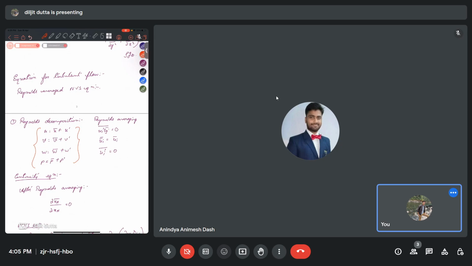So this is how our Reynolds decomposition is done, where u equal to u bar plus u dash, where u bar is the mean velocity in the x direction and u dash is the fluctuation velocity in the x direction. Similarly for v and w, we have v equal to v bar plus v dash, w equal to w bar plus w dash, and lastly for the pressure term, p is equal to p bar plus p dash.